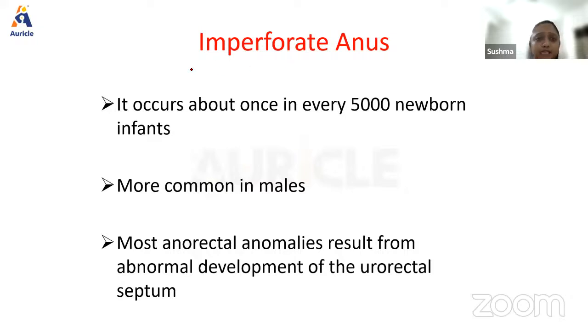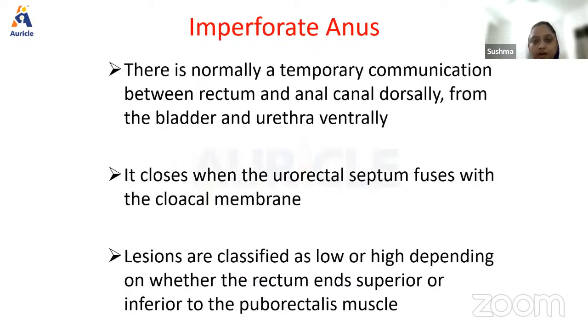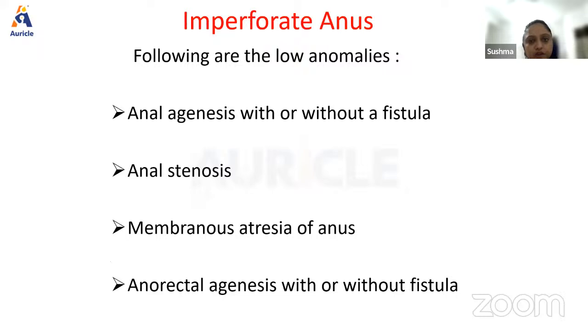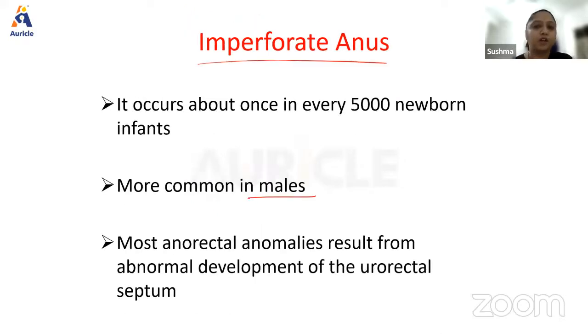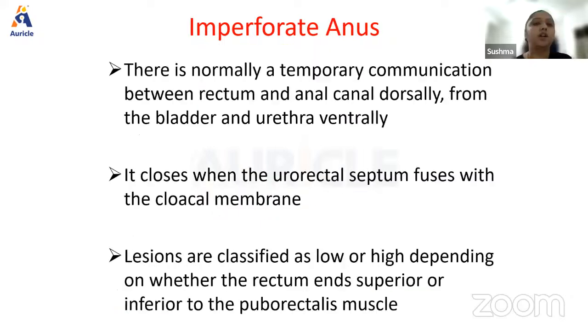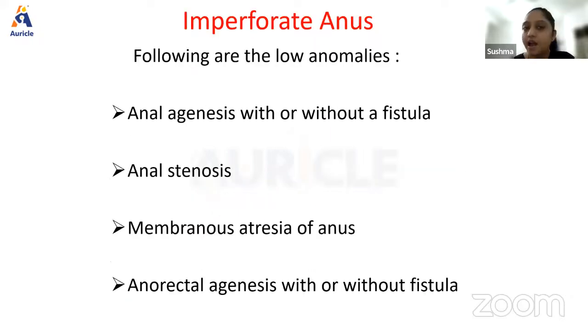Then we also have something called imperforate anus. Again, all of these are very common in males. Most anorectal anomalies result from abnormal development of the urorectal septum. All right. Yes, not very important for you guys. There are imperforate anus and all. Just know that it's an abnormal condition because of the abnormal development of the urorectal septum. That's all you must know, because these are all surgery topics, not anatomy. They'll not be asked much.